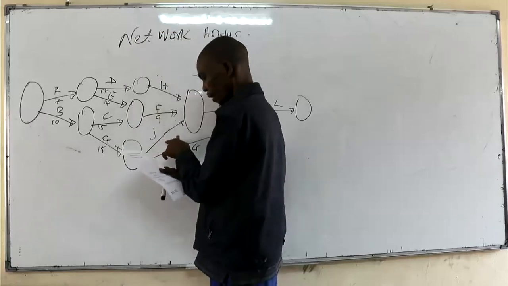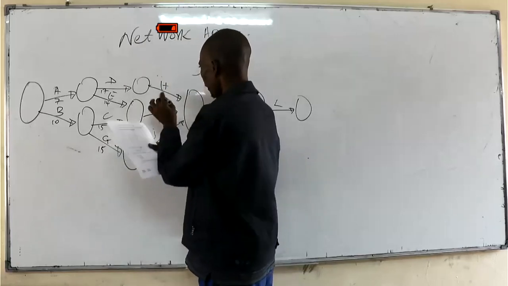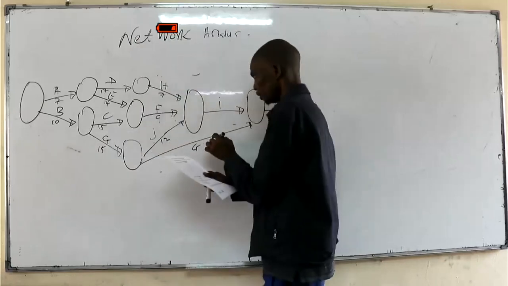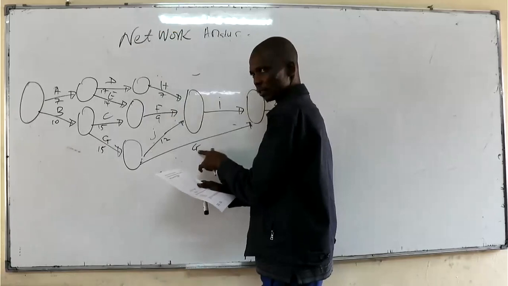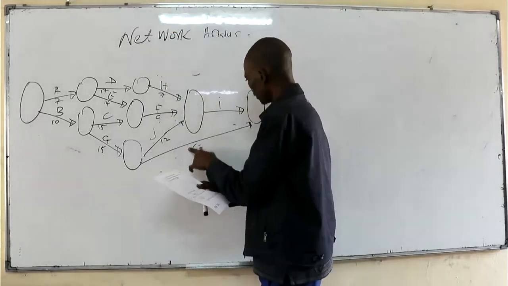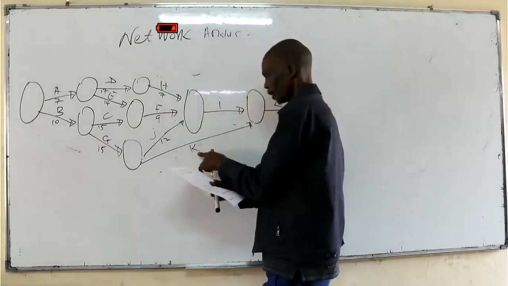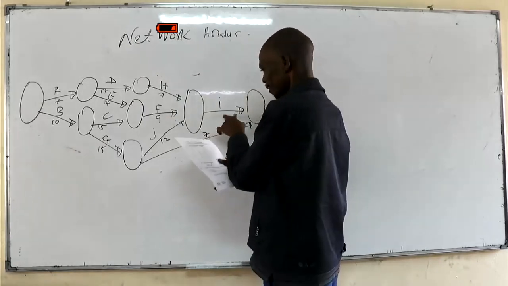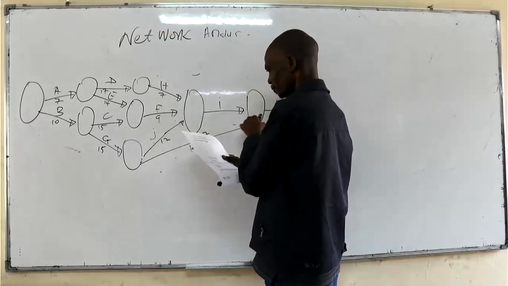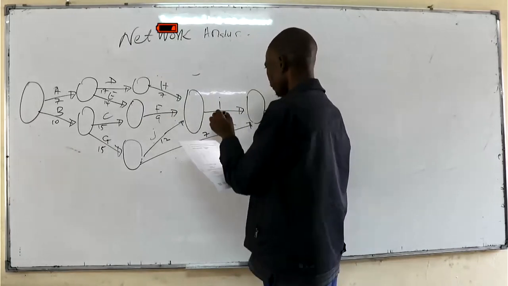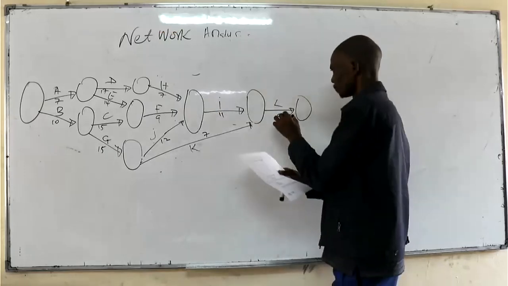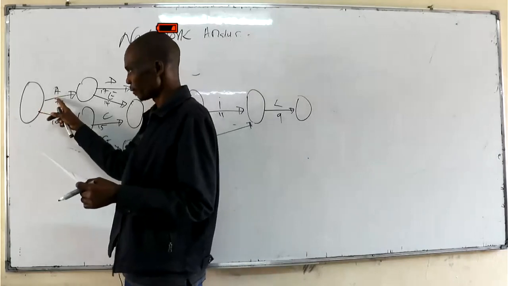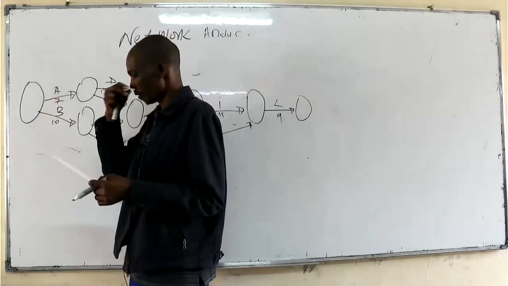J is 12. H is 7. G is... This is K. So K is 7. I was 11, and L was 9. So you can see from here A and B are starting from the very scratch.